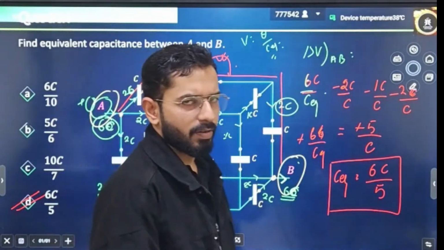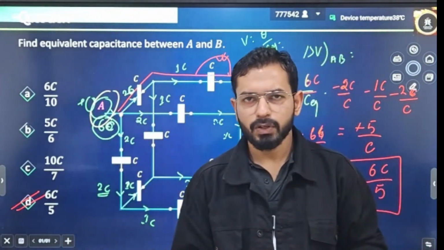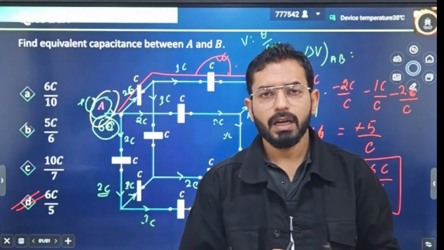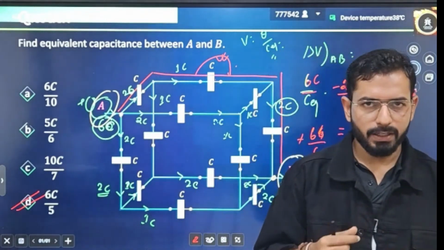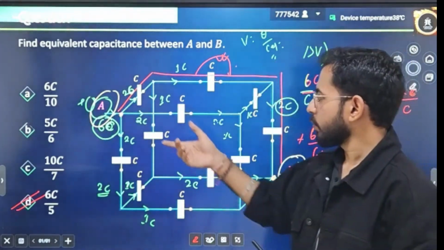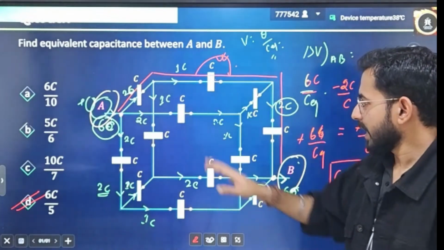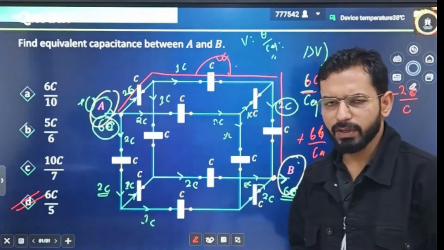So what have I concluded? I have written KVL. About KVL I have told you, whenever you are going from higher potential to lower potential, you write it as minus, and when you are going from lower to higher, you will write it as plus. And I have told you how to write potential difference across all the capacitors. It is equal to Q divided by C. Firstly, I have drawn the charge distribution. It is valid for any kind of circuit.